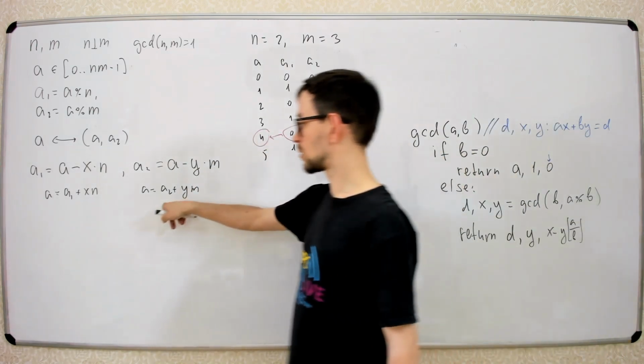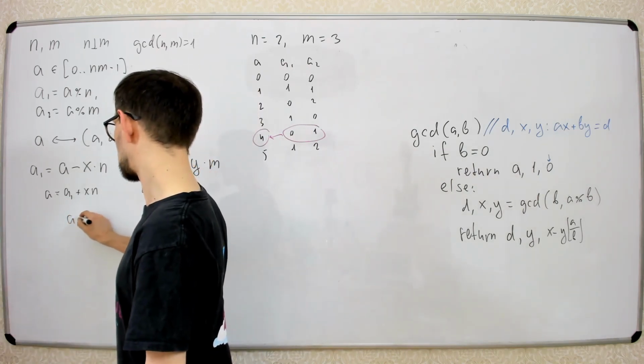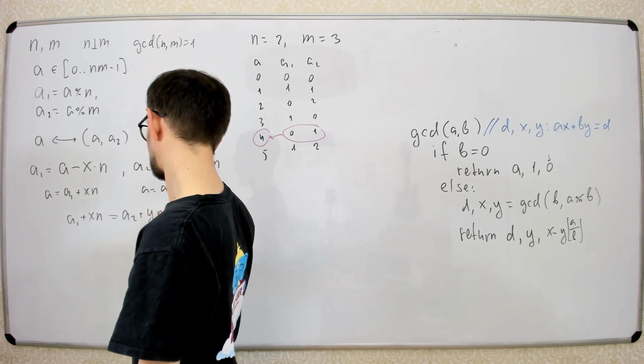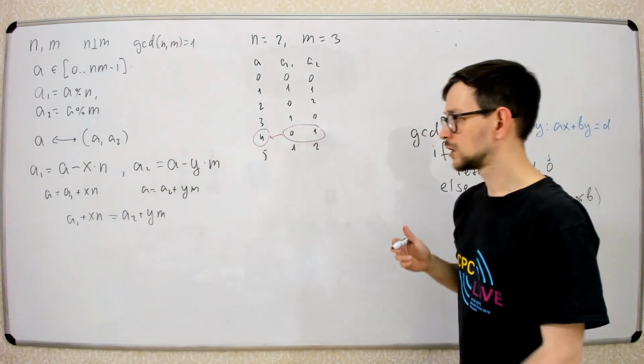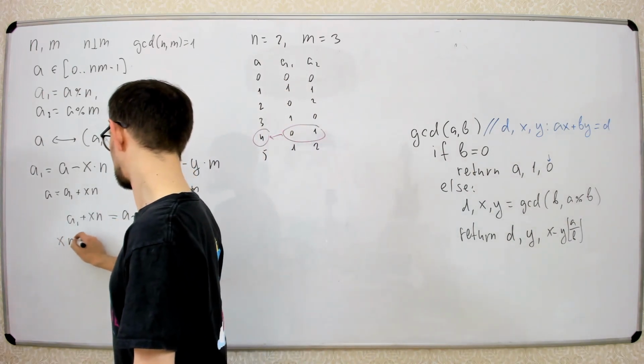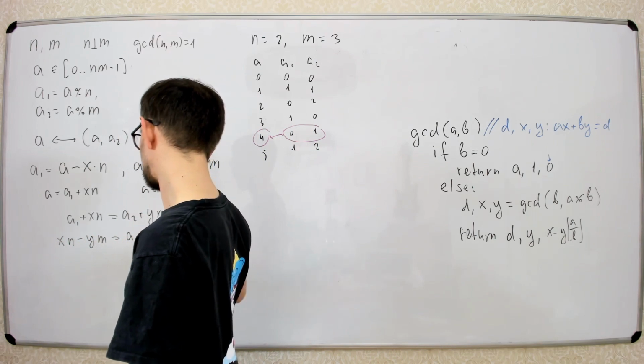Now let's combine these two equations. Here we have a, here we have a. So combine them and we'll see a1 plus xn equals a2 plus ym. Right? Now let's just put this to the left, this to the right. So it will be xn minus ym equals a2 minus a1.